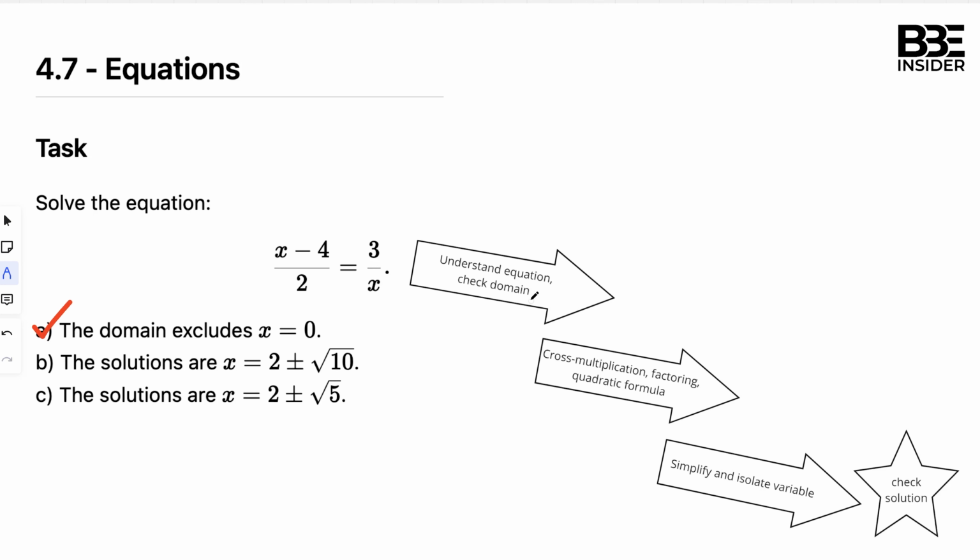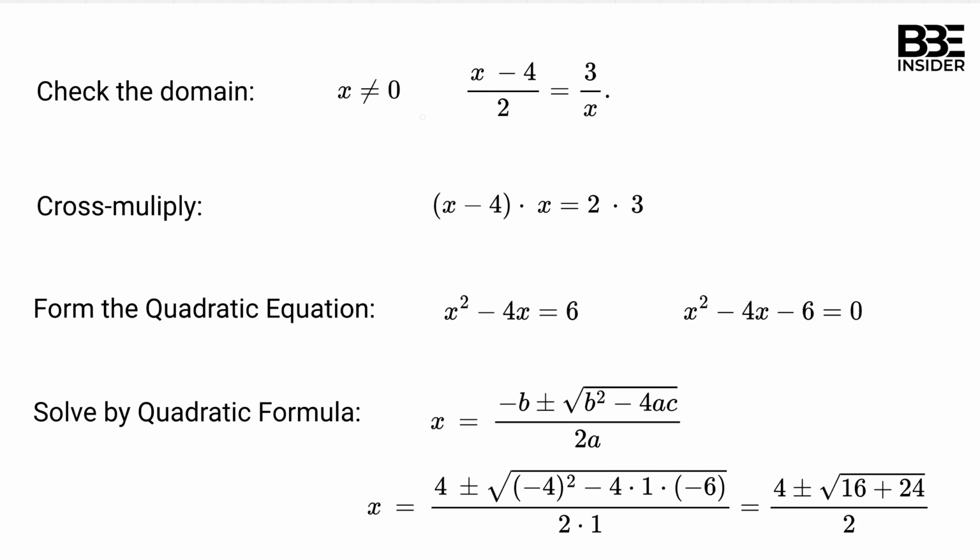In the next steps, we will once again use cross multiplication and then simplify the expression and isolate the variable x before we put it back into the original equation to check our solution. We checked the domain in the first part. We concluded that x must not equal 0 because otherwise the right-hand side is not defined. Next, we cross multiply the numerator on the left with x and the numerator on the right with 2. This way, we obtain the following expression.